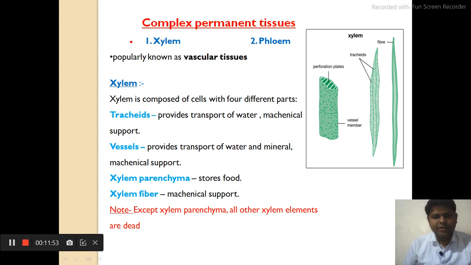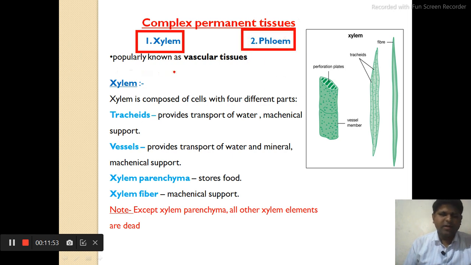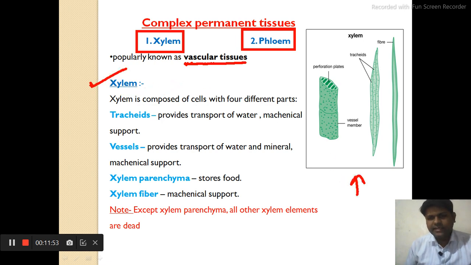Complex permanent tissue has two types, xylem and phloem. Probably you would have studied about this chapter in your previous classes. The xylem and phloem both together are called vascular tissue. Let us first understand about xylem. Okay, here you can see in the structure, xylem has four types.